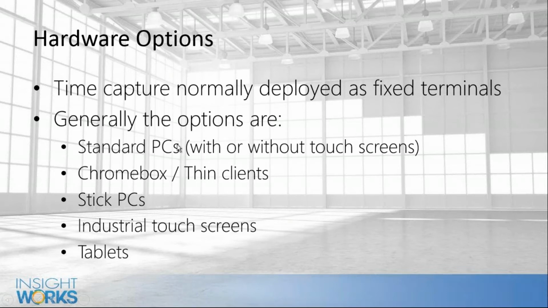The options, again, are standard PCs. Chrome boxes were fairly popular. They've gone up a bit in price, but they've got no moving parts. You slap them out on the shop floor, you can cover them in dust, and they'll keep working. You hook them up to a normal monitor, and away you go. Then there are stick PCs and industrial touchscreens. If you're in foods or something like that where you need to wash down the facility, then an industrial touchscreen might make sense, or just a consumer grade tablet. If you get a 10-inch tablet, you could mount it at every machine and use that as well if you really wanted.